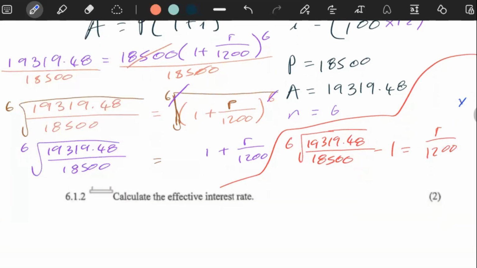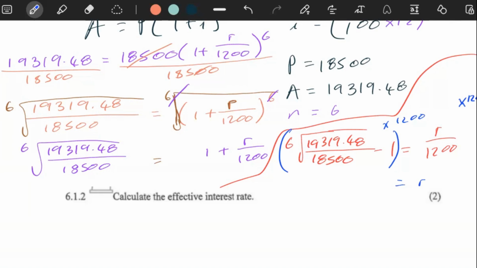To isolate r here, we're going to multiply by 1,200 on both sides. Remember, the whole thing here gets multiplied by 1,200. So in your calculator, you have to be careful. We are going to put 2 brackets. Inside the brackets, we're putting the shift root symbol, where the tiny 3 is. We're replacing that with the 6. And then it's 19,319.48 divided by 18,500. The whole thing here minus 1.